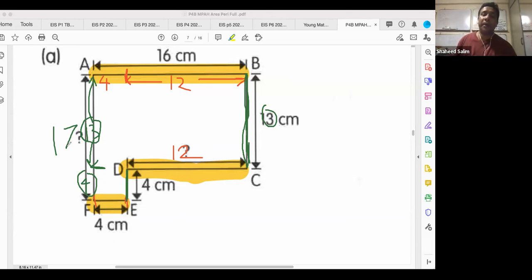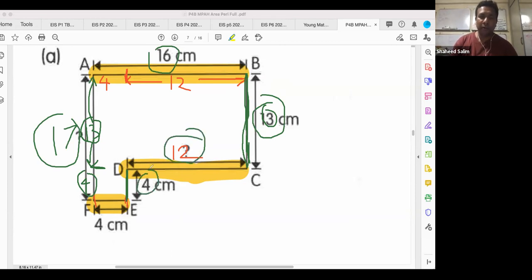So what's the perimeter? You can find 17 plus 16 plus 16 plus 13 plus 12 plus 4 plus 4. And you add them up, what do you get? 17 plus 30, 16 plus 13 plus 12 plus 4 plus 4. What do you get? You get 66, I believe. 66 cm. And that is the answer.